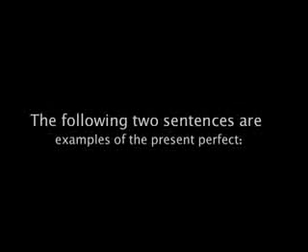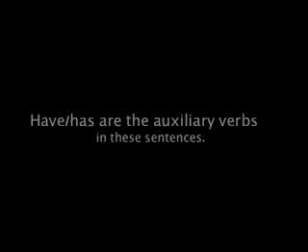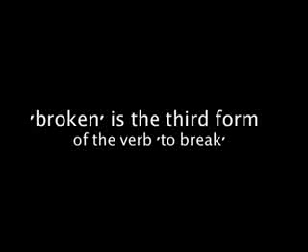The following two sentences are examples of the present perfect. I have broken my leg. John has broken his leg. Have and has are the auxiliary verbs in these sentences. Broken in this sentence is the third form of the verb to break.